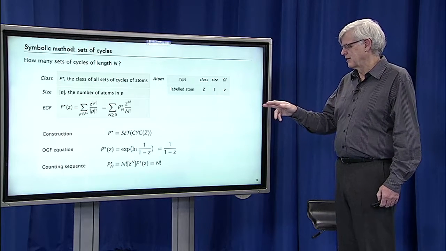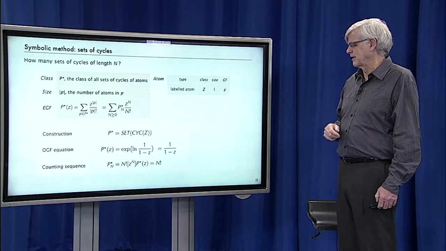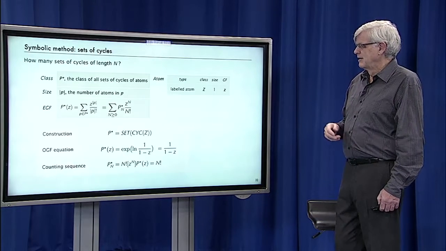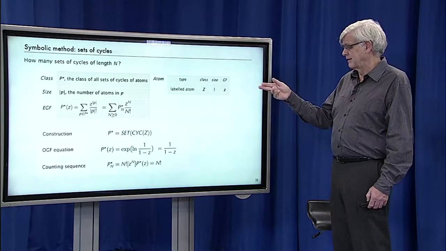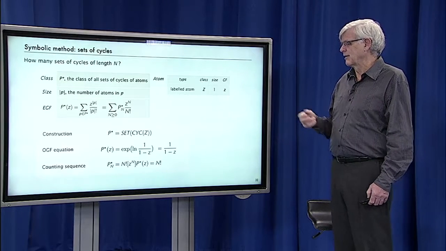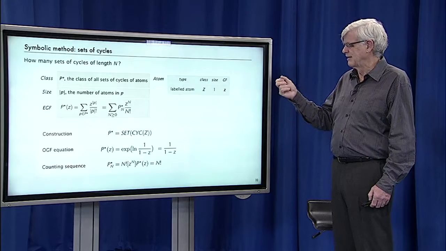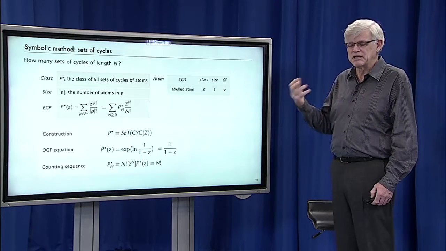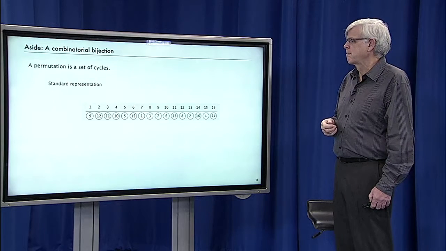Therefore, the counting sequence is n factorial. So that's the same as for permutations. And again, that's a very quick result. It just comes from the combinatorial description. A set of cycles: we could get the generating function for sets of cycles immediately from the transfer theorem.